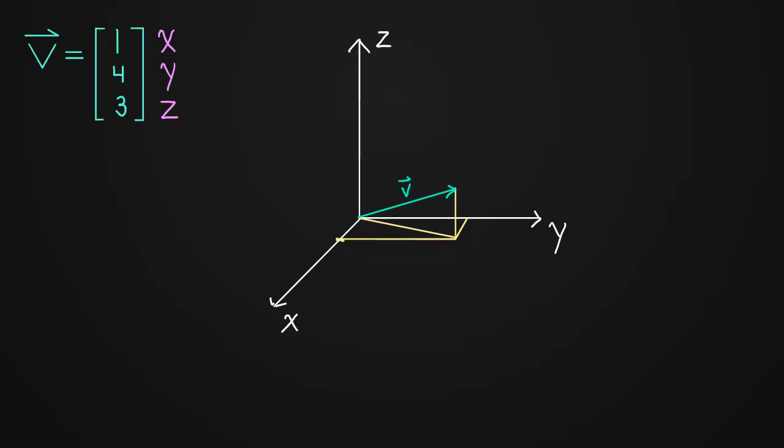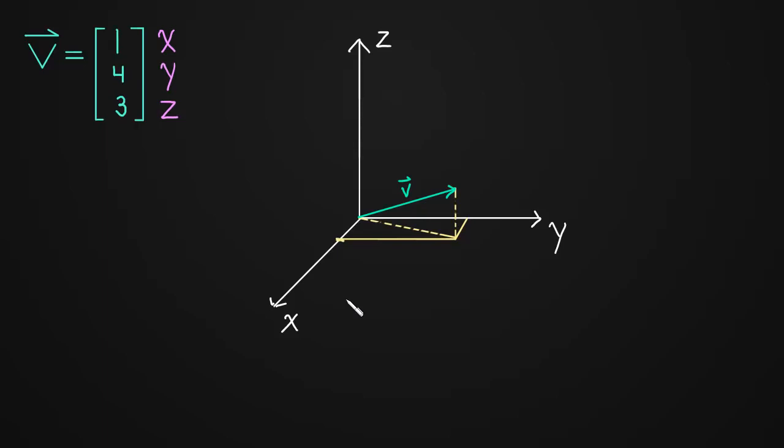Now to help with a sense of depth, I find it helpful to dash these lines here. And now that dashed line is like the shadow of v onto the xy plane. And then I also like to dash this line up for height. I just think it gives us a better sense of depth and clarity.